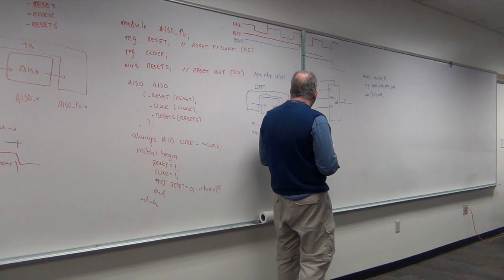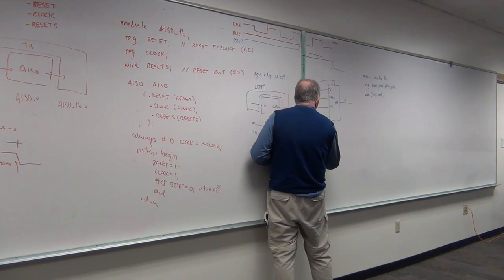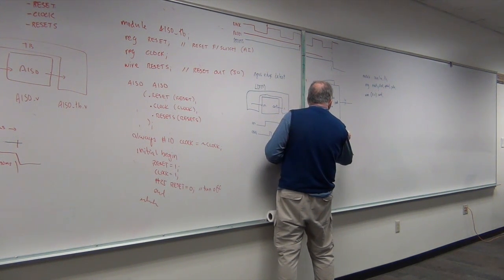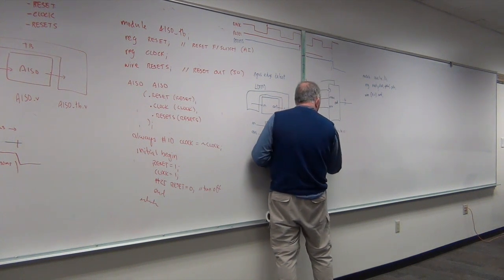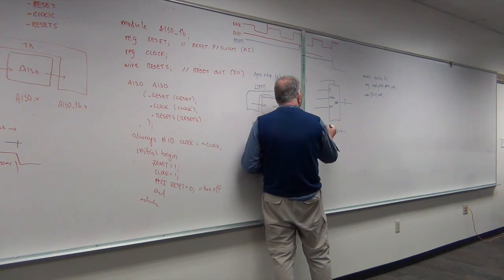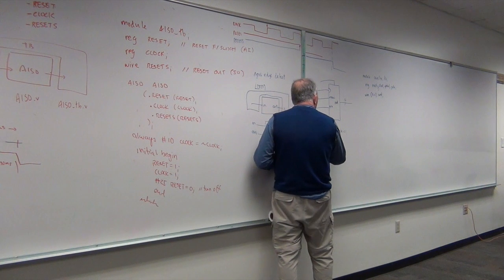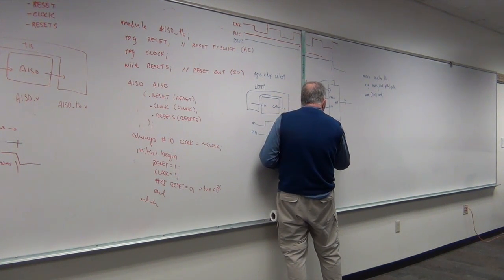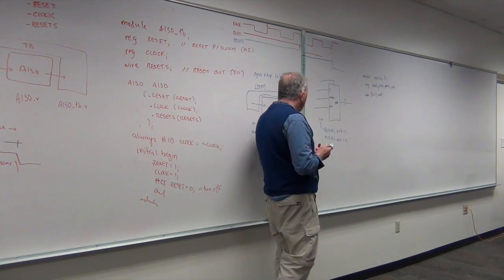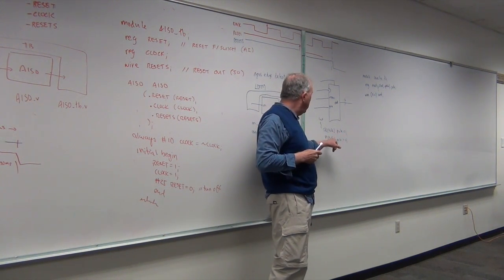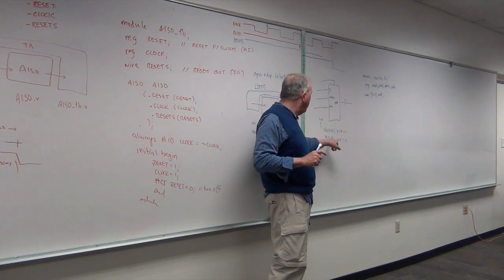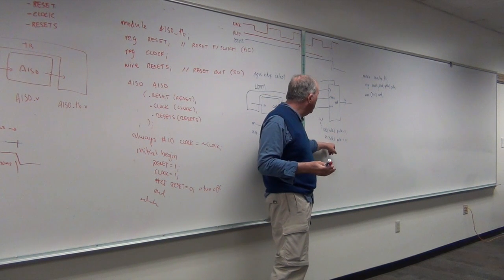How do I do that? I can say always at posedge of clock, pulse equals one. Not always. At posedge of clock. So I'm in an initial block here. At posedge clock, pulse equals one. At posedge clock, pulse equals zero. That will cause my simulation to create a one clock wide signal on pulse. So it's pretty simple to do that.